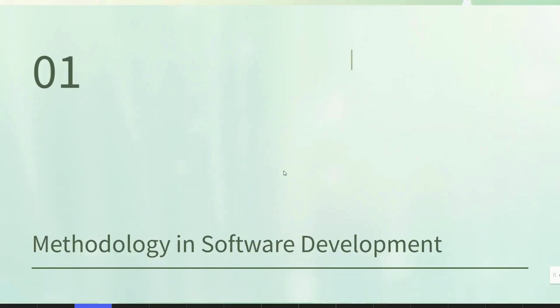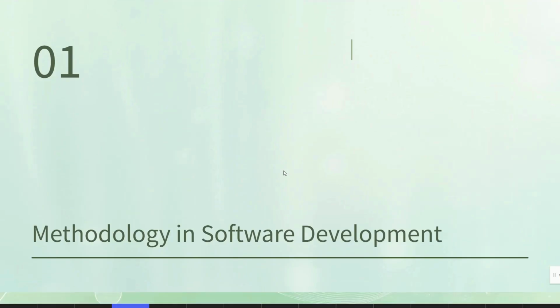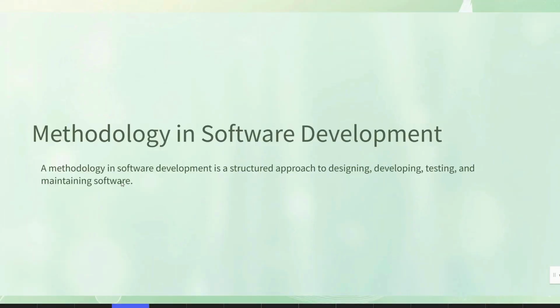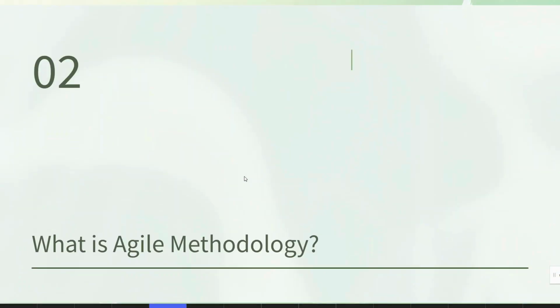Okay. So let's start from the methodology in software development. You can see a methodology in software development is a structured approach to designing, developing, testing, and maintaining software. Actually, it defines how the process will be managed and executed. The choice of methodology impacts how a software project is planned, structured, and executed. Okay. So next we have what is agile methodology.